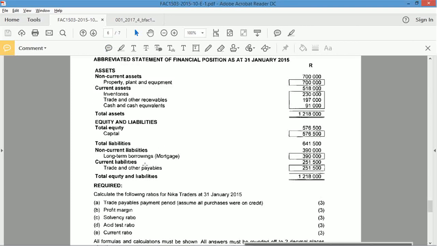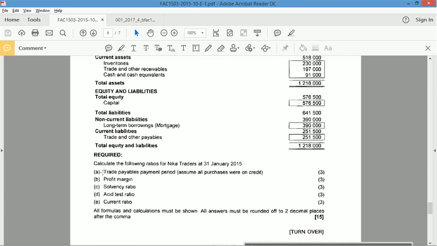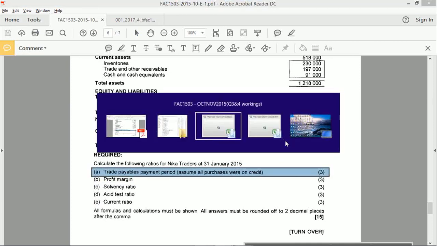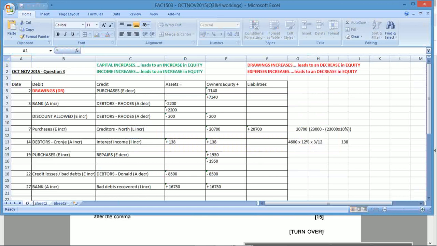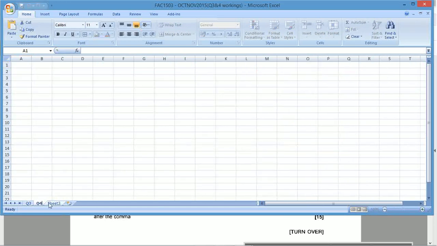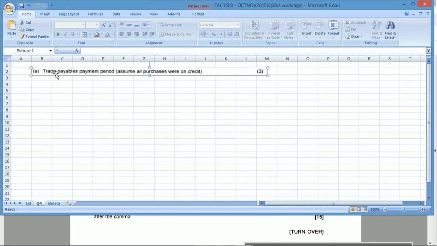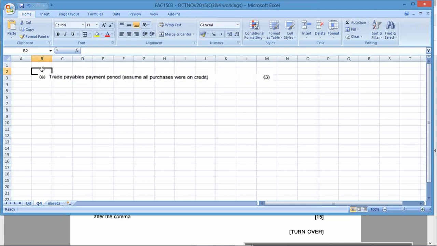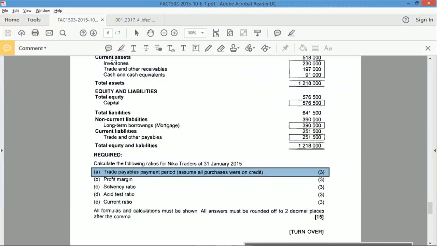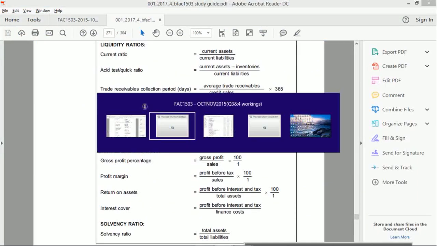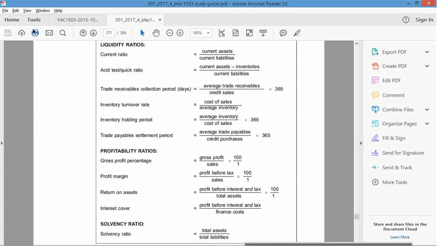What do I do? I go to the question. I look at what's required. What's the first ratio that they're asking me for? Correct. Trade payables payment period for 3 marks. Okay, so that was question 3. This is question 4. Okay, trade payables payment period. That requires a formula. Go to your formula sheet. Where do you see the trade payables payment period? Over here. So I want this.